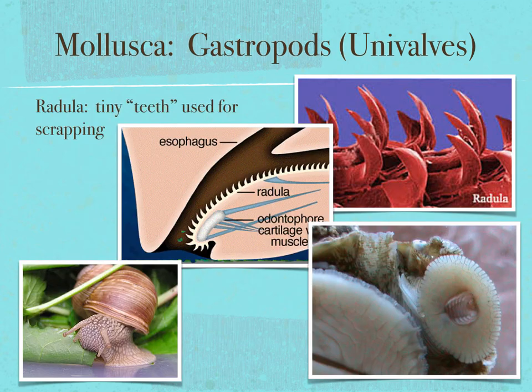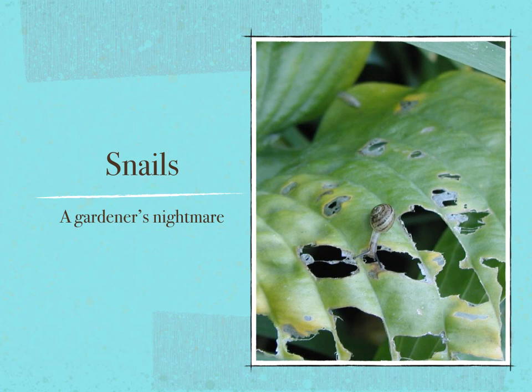Now, here's a great picture of the radula. Look at the top right, and you see these teeth-like structures. Those are the little scraping teeth. On the upper left-hand picture, you see inside the mouth area and the esophagus, and you see their little radula, and all they do is scrape, scrape, scrape, and they leave the most hideous holes in my hostas in the summer. I hate snails because they eat holes in my hosta.